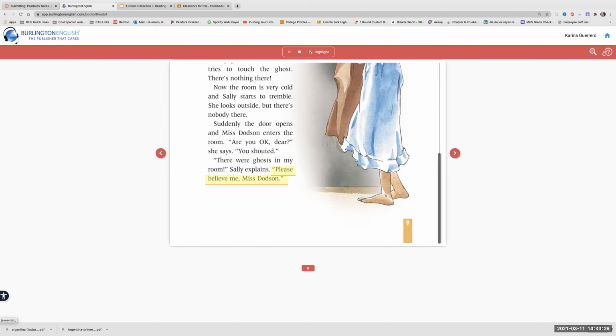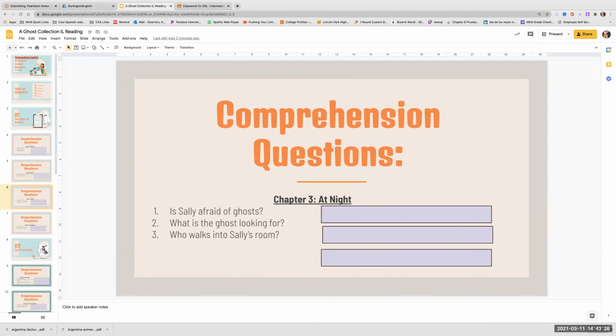Okay, so we are finished with this chapter. Let's go to chapter 3 questions. So 1, is Sally afraid of ghosts? 2, what is the ghost looking for? And 3, who walks into Sally's room? So if you did not understand, we want to make sure that we rewind this and that we listen to the story one more time for chapter 3. So let's go to chapter 4.